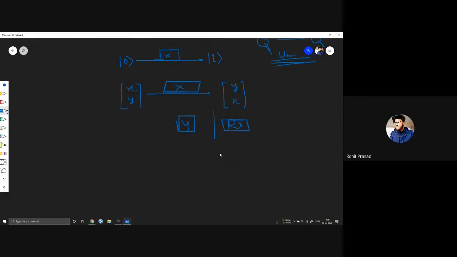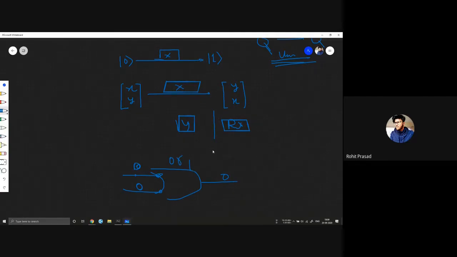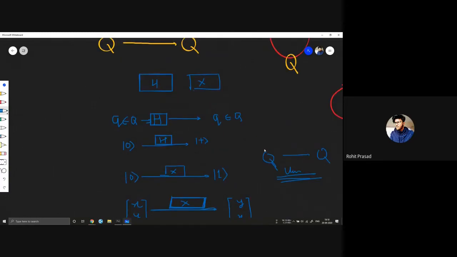It's not like physical gates, like taking 0 and 1 and making it 0, for example an OR gate. In quantum mechanics, it's not actually a gate, it's a transformation, right? We represent it as a gate in our circuit, but it's actually a transformation from a vector space Q to itself.